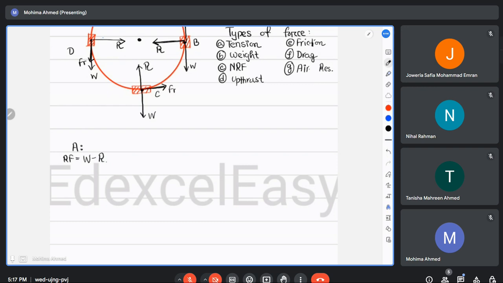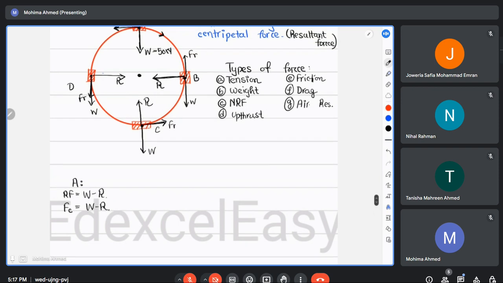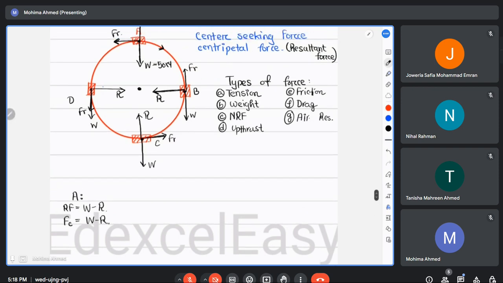This time I'm not going to write it as RF, resultant force. Now I will write this as F subscript C, W minus reaction force, right? Whatever the value that you're going to get, that will be the amount of centripetal force acting on the particle at point A towards the center of the circle.